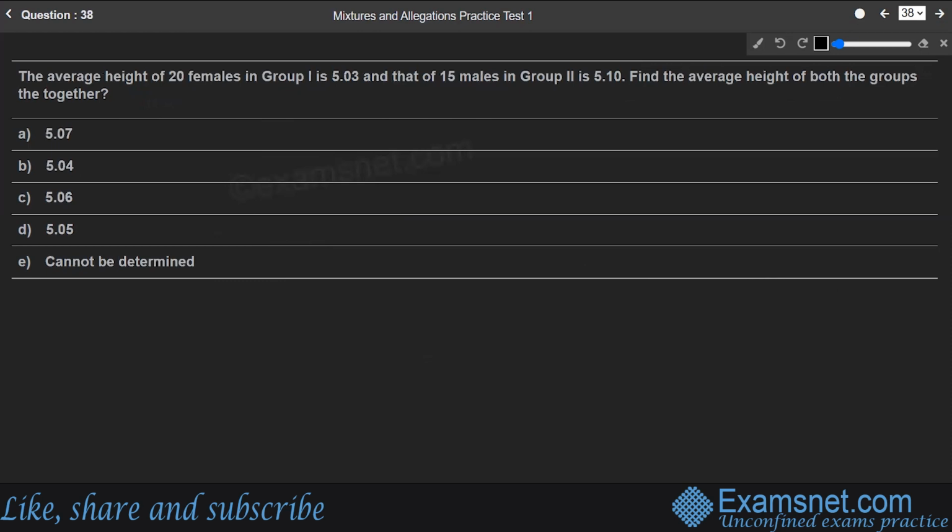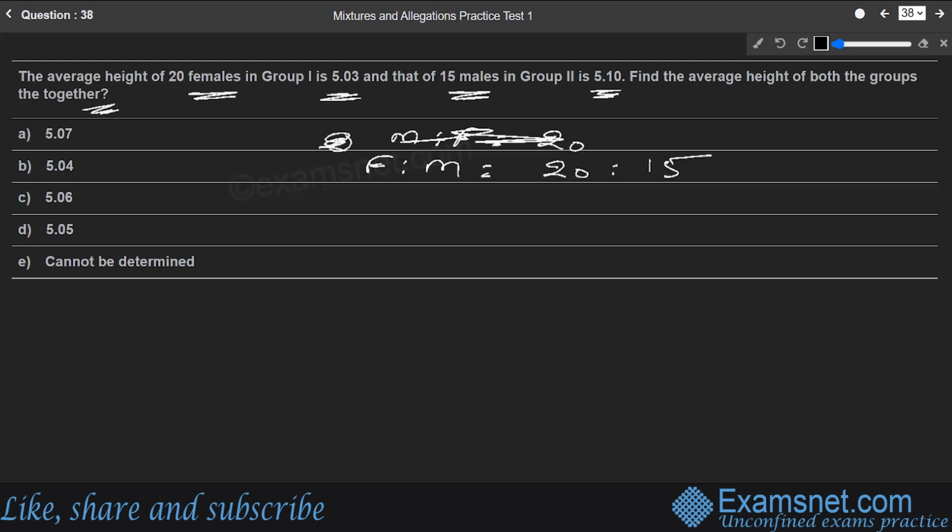Now, the average height of 20 females in the group is 5.03, and that of 15 males is 5.10. Find the average height of both the groups of boys and girls together. Now here, what is the female to male ratio? There are 20 females, and how many males are there? There are 15 males. So female to male ratio is nothing but 4 is to 3. That is the ratio already given to us.